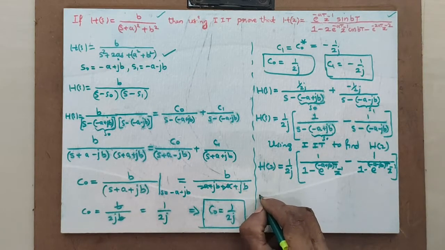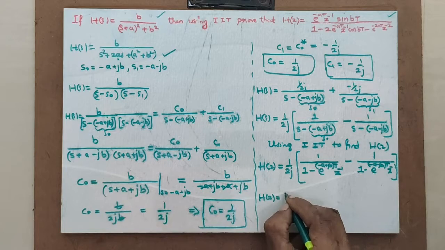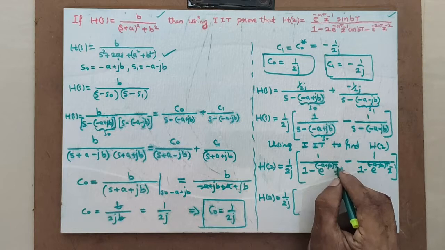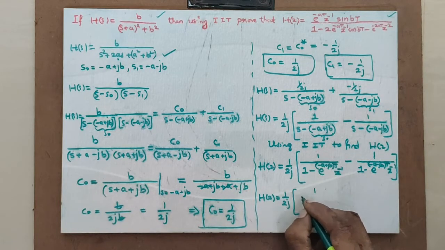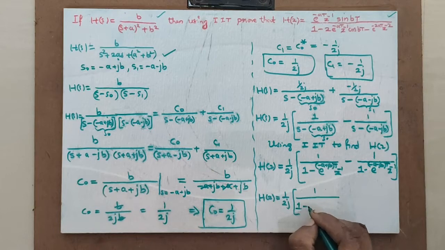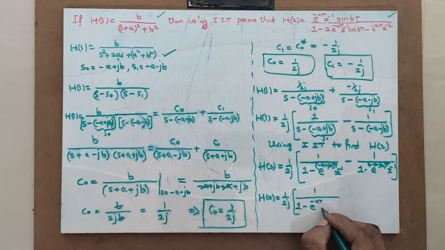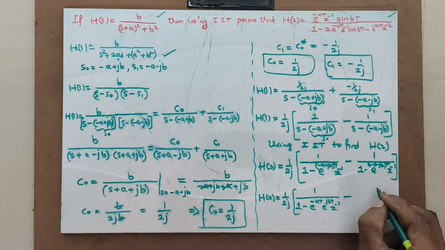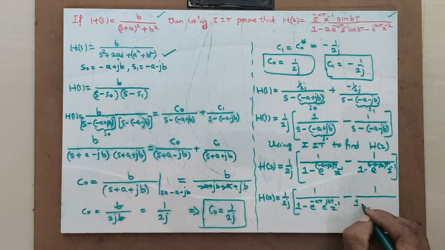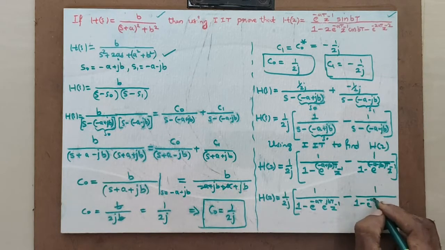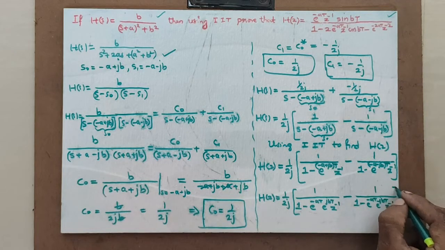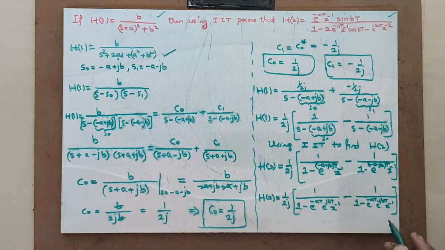Now further I will write H(z) is equal to 1 over 2j. You know that e raised to minus (a plus jb) t outside can be simplified further: 1 divided by 1 minus e raised to minus aT, e raised to jbT, z raised to minus 1, minus 1 divided by 1 minus e raised to minus aT, e raised to minus jbT, z raised to minus 1. I have to simplify this H(z) by cross multiplying and multiplying the denominators.